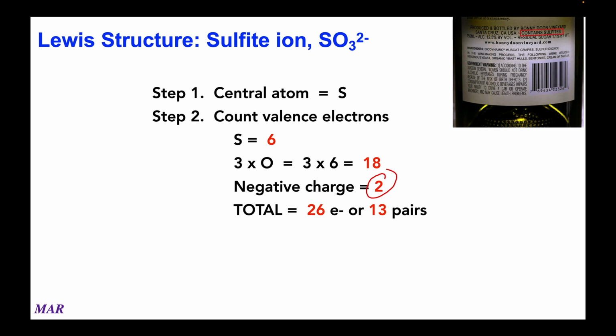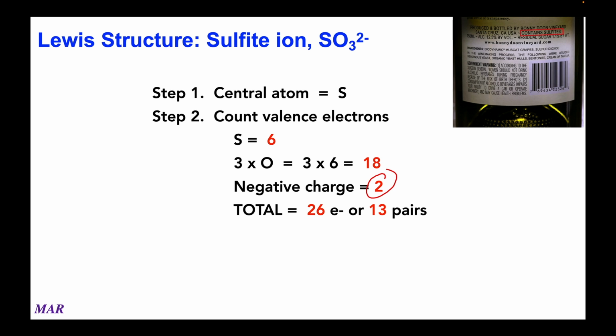It's a little reverse from what you might think, but it's totally doable. So for this molecule, there's going to be 6 for the sulfur, 18 for the oxygen, and 2 extra electrons from the negative 2 charge. That's a total of 26 valence electrons. And if you divide that by 2, you get 13 pairs of electrons.